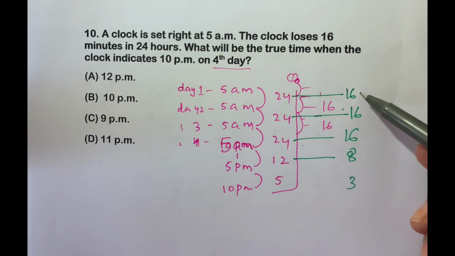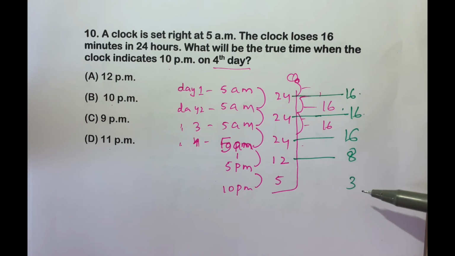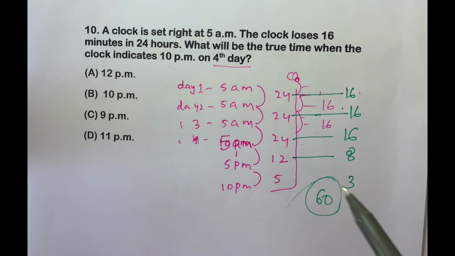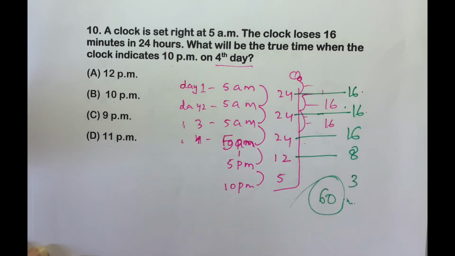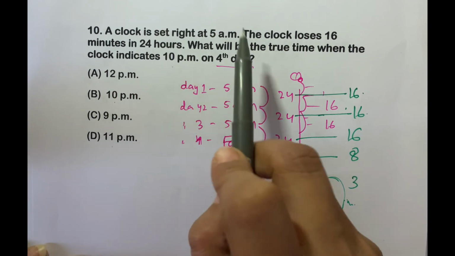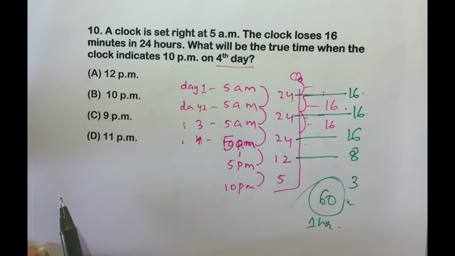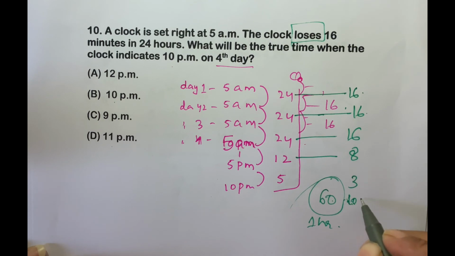Isn't it? Count it. 16, 32, 48, 56, 59, 59.5 to 59. It is almost like 60 minutes only. Because we are not supposed to calculate any minutes here, because the answer is given in whole numbers. 60 minutes means 1 hour, isn't it? So the clock loses 16 minutes, and since they are speaking about the loss here, 60 minutes are lost.